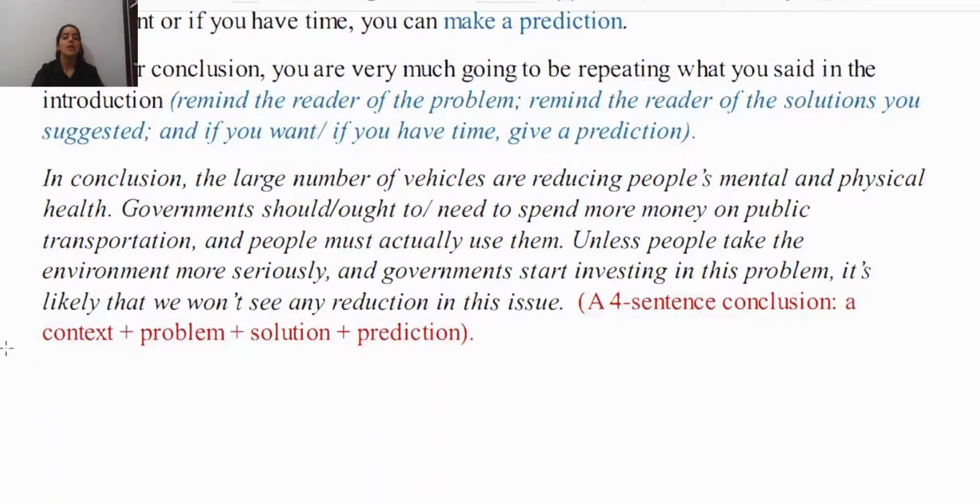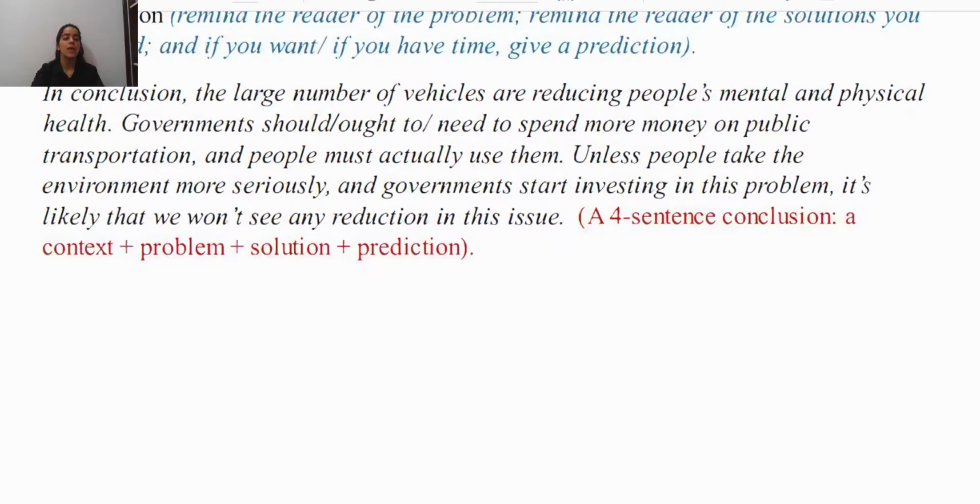So let's see how we can do that, for example. In conclusion, the large number of vehicles are reducing people's mental and physical health. Governments should, or ought to, or need to spend more money on public transportation, and people must actually use them. Unless people take the environment more seriously and governments start investing in this problem, it is likely that we won't see any reduction in this issue.